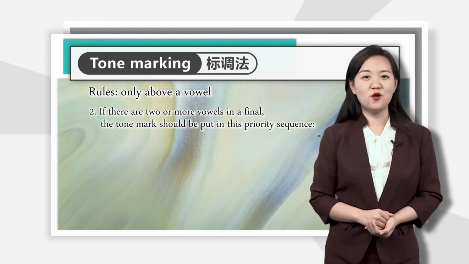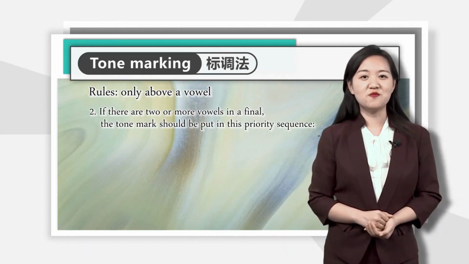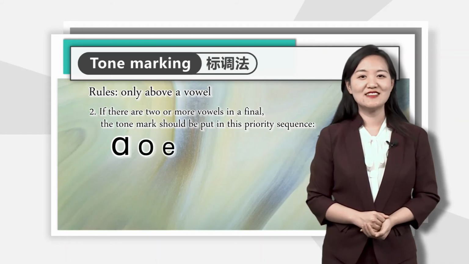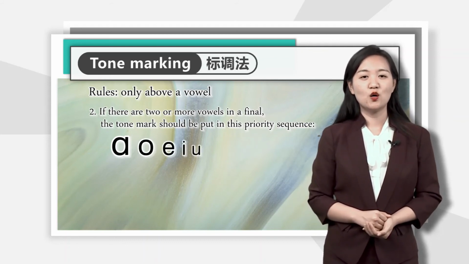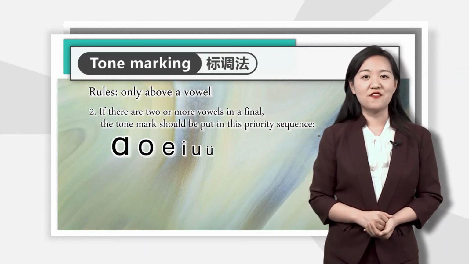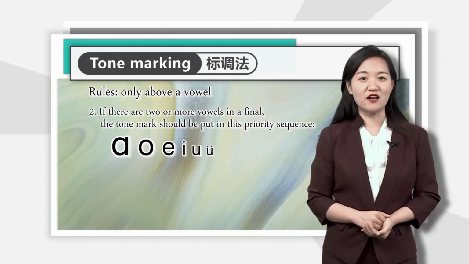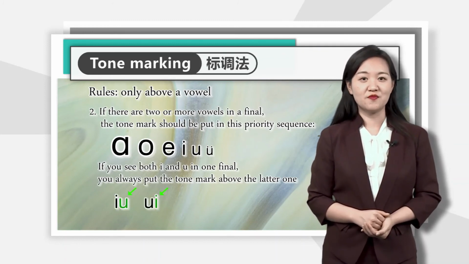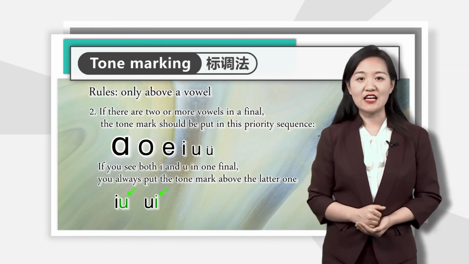If there are two or more vowels in a final, the tone marks should be put in this priority sequence: a, o, i, u, ü. That means if you see an a in a final, just put the tone mark above a. If there's no a, put the tone mark above o, and so on. If you see both i and u in the same final, you always mark the tone above the latter one.